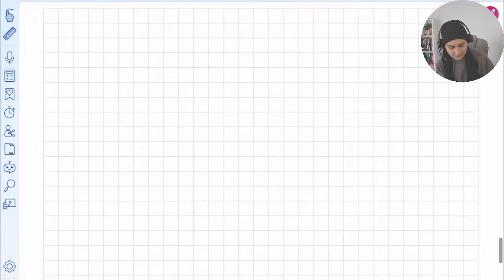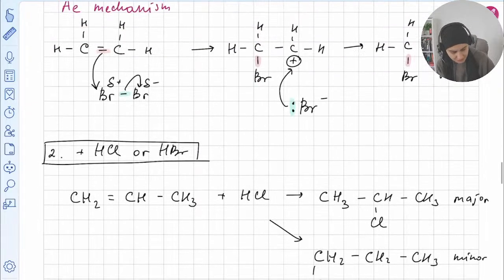And I will write it out using the mechanism. The mechanism is still electrophilic addition. Let me write it out. That's still electrophilic addition.